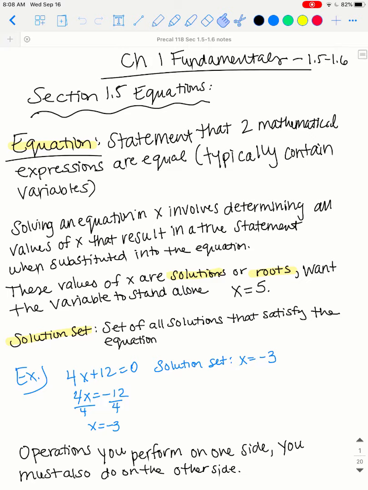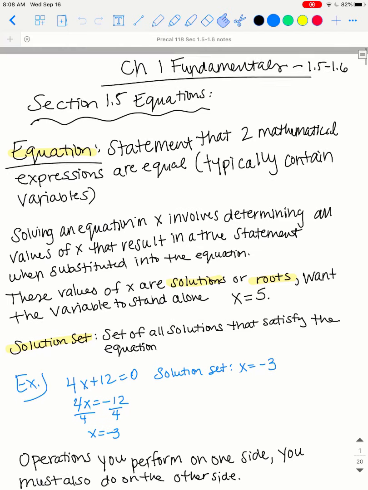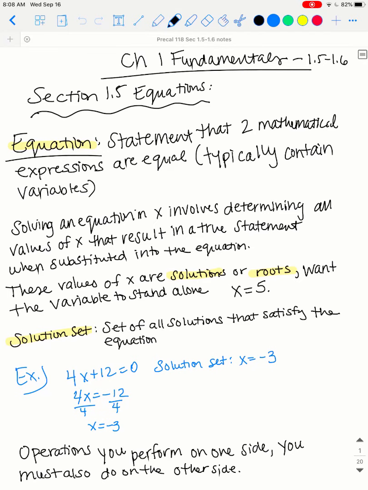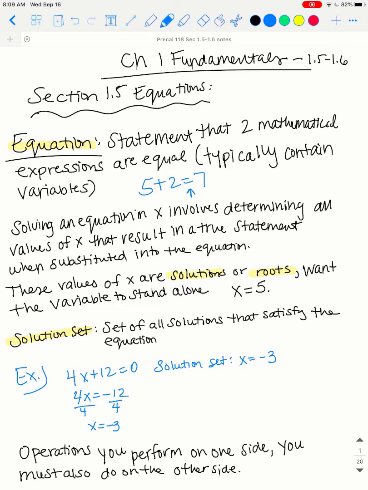Okay, so today we'll be going over sections 1.5 to 1.6. Our first section, 1.5, is equations. An equation is a statement that two mathematical expressions are equal. Typically these equations contain variables, but they could also just be, for example, 5 plus 2 equals 7. That's an example of an equation. We usually have the equal sign, so equation.